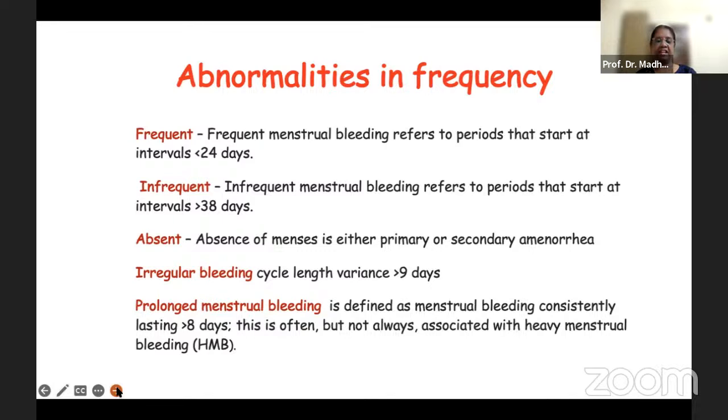Now, if you see irregular bleeding, if you take the length of the cycle, the difference between the shortest to the longest cycle length varies between 7 to 9 days. Anything beyond this is called irregular bleeding. And prolonged menstrual bleeding is defined as any bleeding lasting more than 8 days. This is often, but not always, associated with heavy menstrual bleeding.